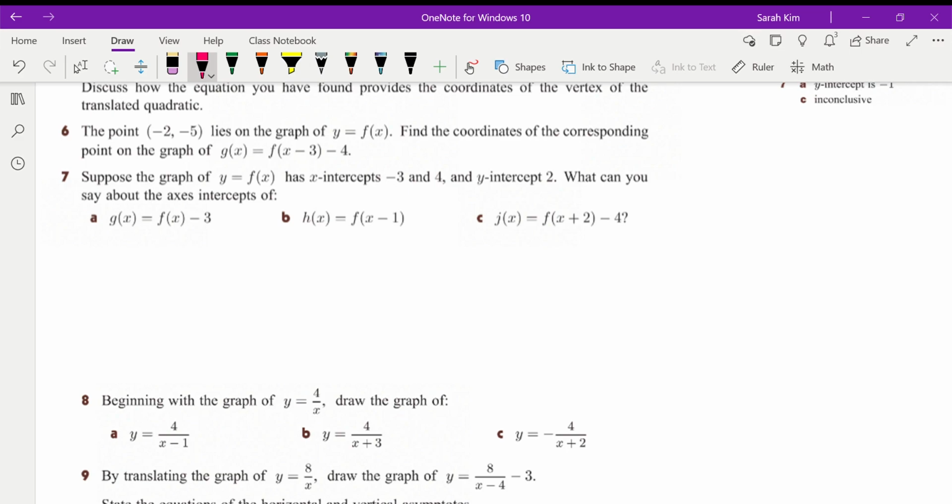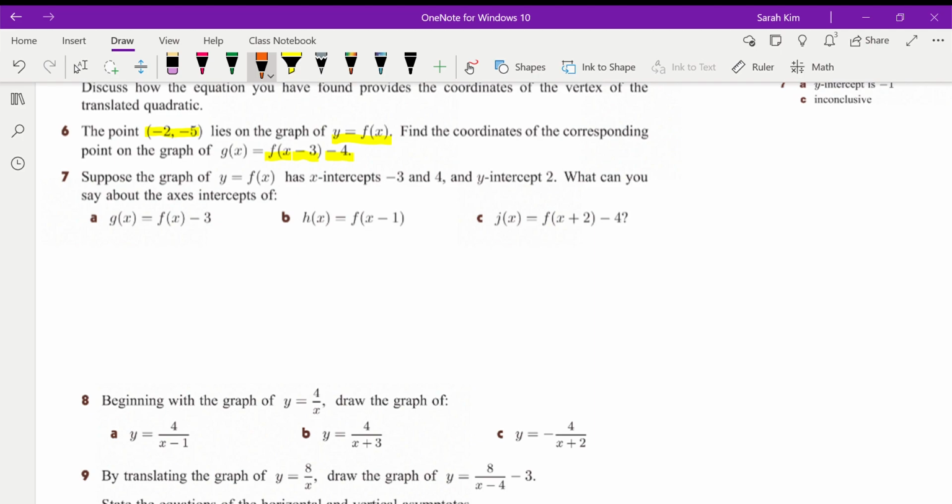Alright, let's try question 6. So the point (-2, -5) lies on the graph of y equals f of x, so it satisfies the rule y equals f of x. Find the coordinates of the corresponding point on the graph of g of x, where g of x is f of x, but translated -3 and then -4. So there are two numbers we have to work with.